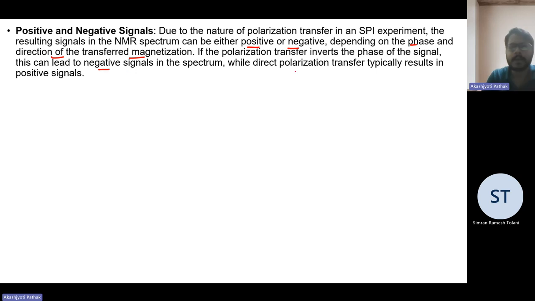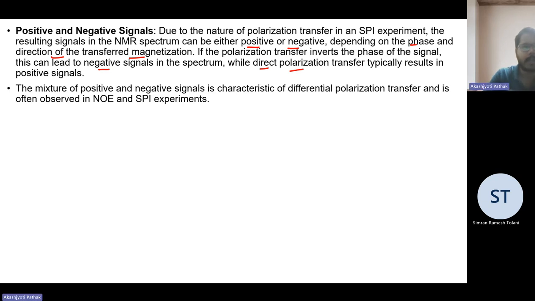If there is direct polarization that takes place, then that will typically result in positive signals. The mixture of these positive and negative signals is characteristic of differential polarization transfer and is often observed in NOE and SPI experiments. So the net effect of the transfer of this positive and negative signal is what is seen in the NOE and SPI experiments.